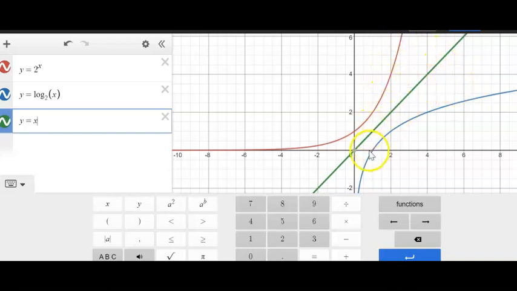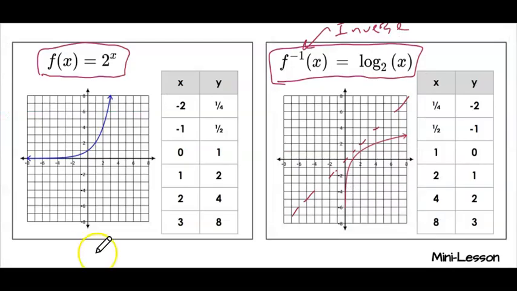If the mirror image is about the line y equals x, then they are inverses of each other. So I know these two are inverses. So my mission for you is two things.